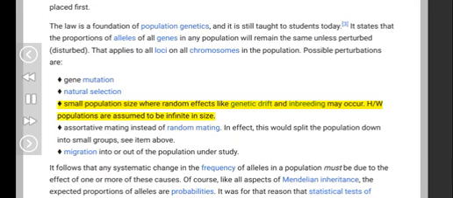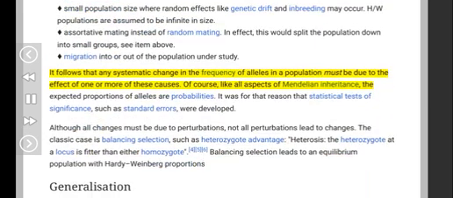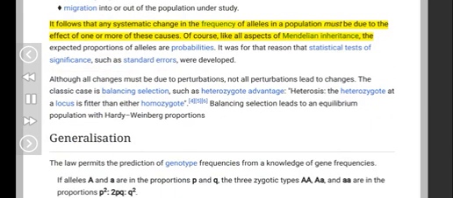HW populations are assumed to be infinite in size. Assortative mating instead of random mating. In effect, this would split the population down into small groups, see item above. Migration into or out of the population under study. It follows that any systematic change in the frequency of alleles in a population must be due to the effect of one or more of these causes.